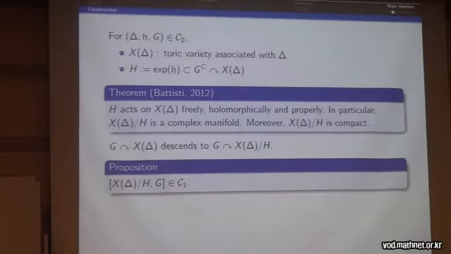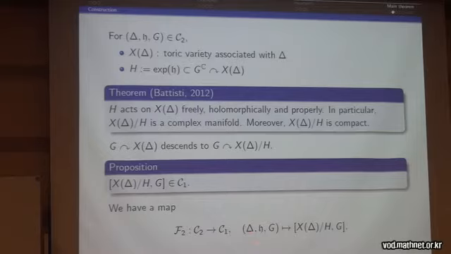And now we consider the compact torus action. By definition, G acts on the toric variety, and this action descends to the quotient space. It's not difficult to see that the action on the quotient space is maximal. So this is an element in C1. So we have a map from C2 to C1, which sends the triple to the quotient of the toric variety.